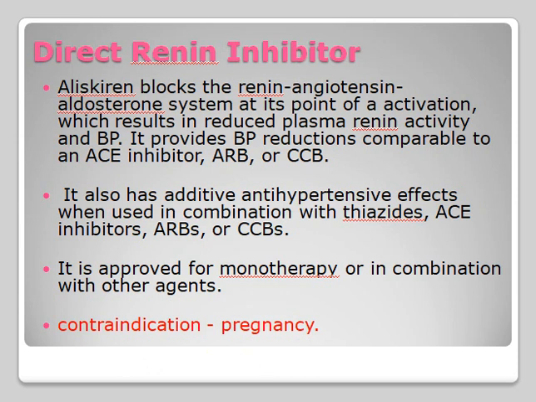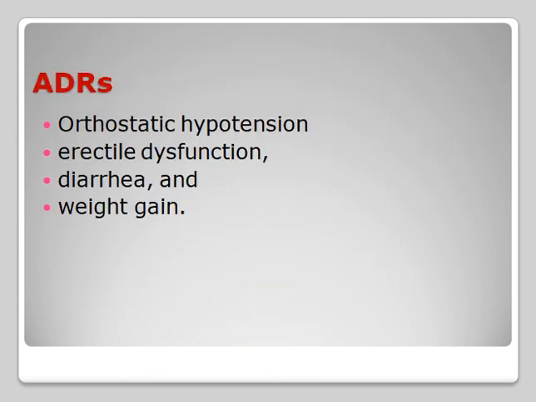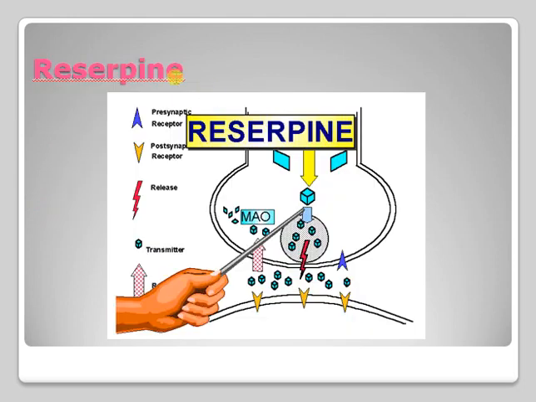Now some adverse effects associated with the direct renin inhibitor are, first, orthostatic hypotension, erectile dysfunction, diarrhea and weight gain. Now the next example is reserpine. It is a vesicular uptake inhibitor.